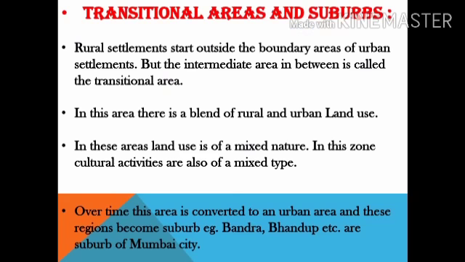Transitional areas and suburbs. Transitional areas means the areas which are not included in rural as well as urban. These are the middle type of area where the final village area is ending and the cities are starting. These areas have a mixed type of land use as well as mixed type of culture. Later on, this transitional area tends to grow up, develop and convert into suburbs. For example, Bandra, Bhandup, etc. are called the suburbs of Mumbai city.